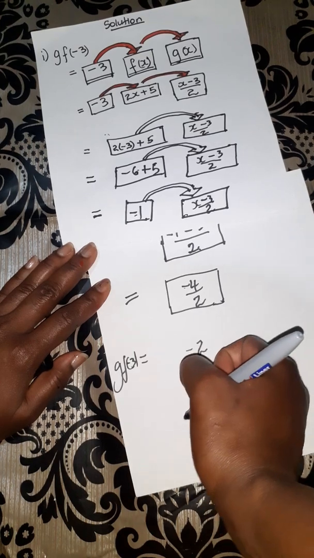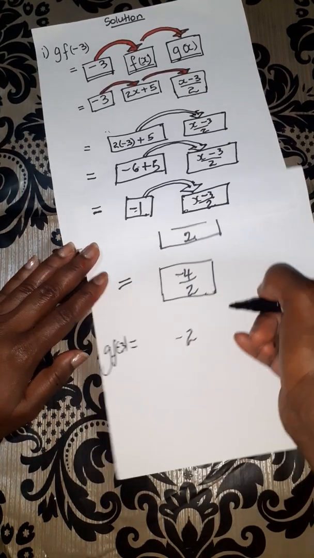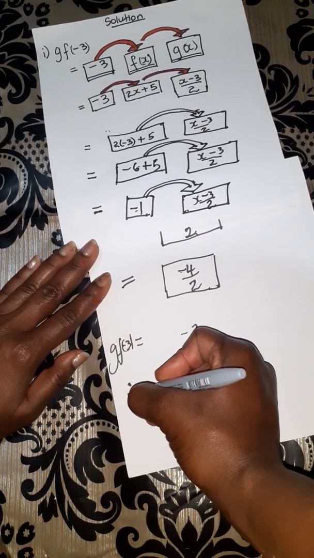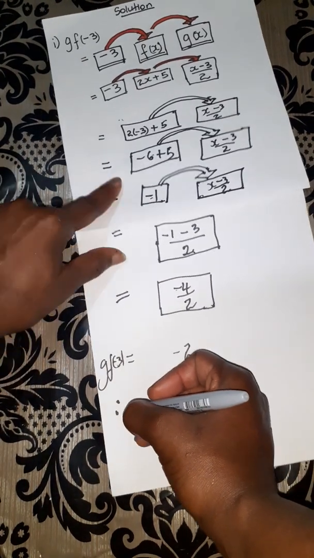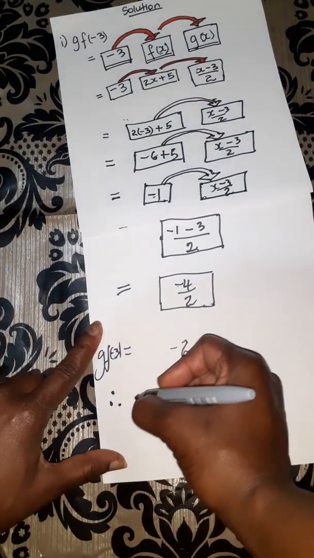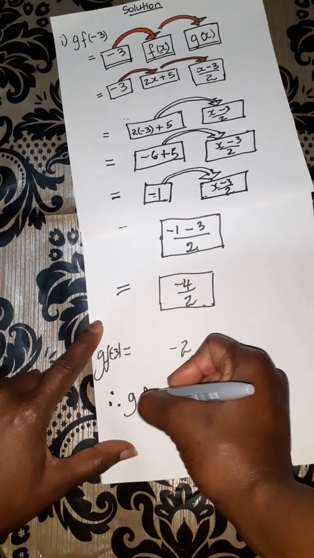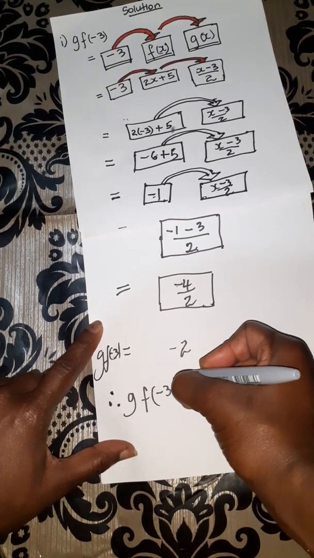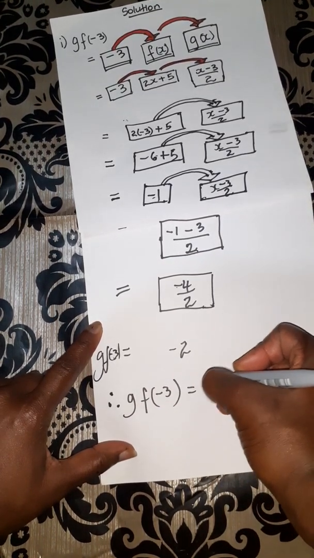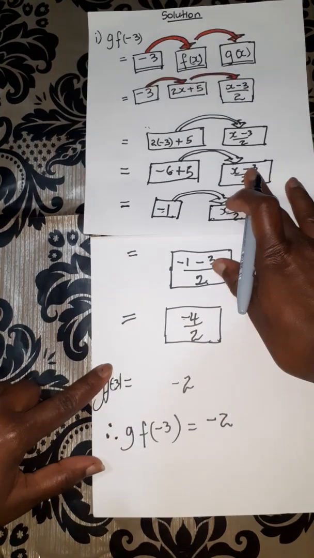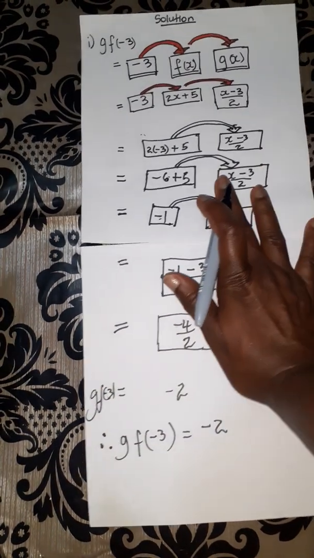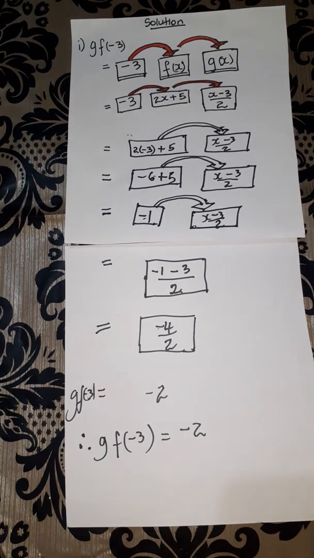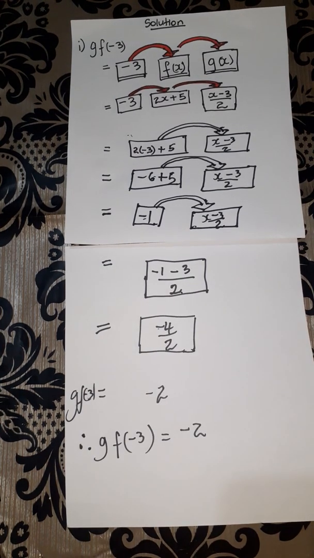If you said negative 2, bravo, wonderful. So we can write a little statement here. Therefore, g of f of negative 3 equals negative 2. There it is. Lovely, lovely maths.